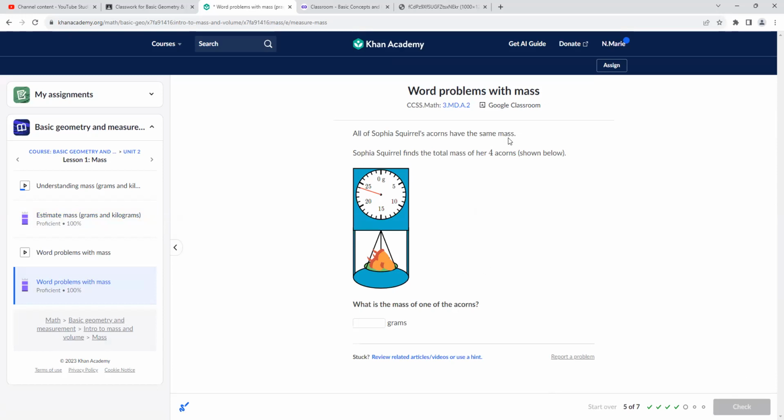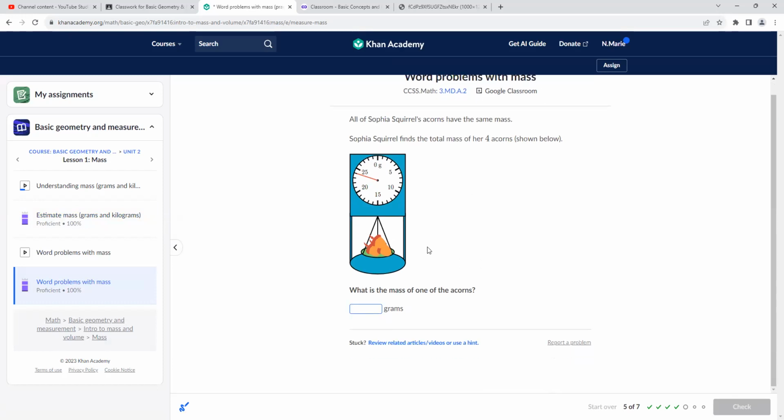Now what is the mass of one of the acorns? So here it shows that 4 acorns weigh about 20. So that means each one would be 5 grams. Wait, sorry, the total mass of 4, what's the mass of one of the acorns? So that's not 20, that's 24. Sorry, my brain is just not working right now. 24 divided by 4 would be 6.